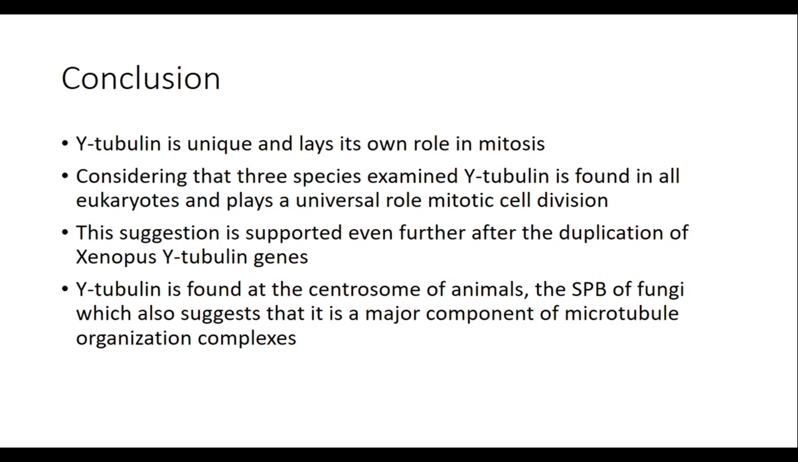And the last takeaway from this is that gamma tubulin is found at the centrosome of animals. It's found at the SPB of fungi, which also suggests that it's probably a major component of the microtubule organization complex, which is very important because it demonstrates that gamma tubulin is associated with a different place and doing different things than beta tubulin. And also that it is found in more than just fungi and related fungi species, it is found in all eukaryotes, which also was the main takeaway of this experiment.